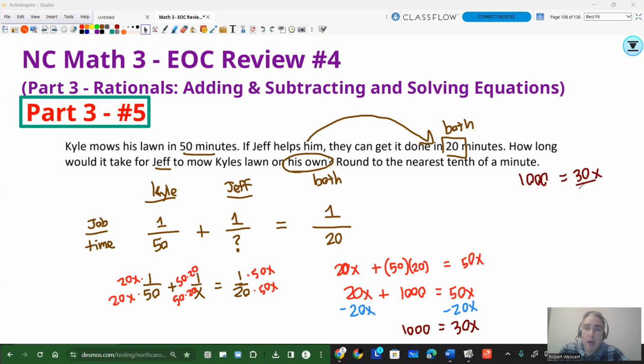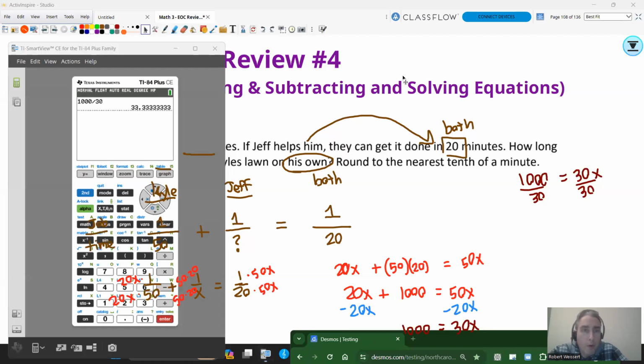Divide both sides by 30. And what do you get? Well, let's see, it's going to be 33.333. Yep, 33.333 minutes. So it takes Jeff 33.3333 minutes to do that.